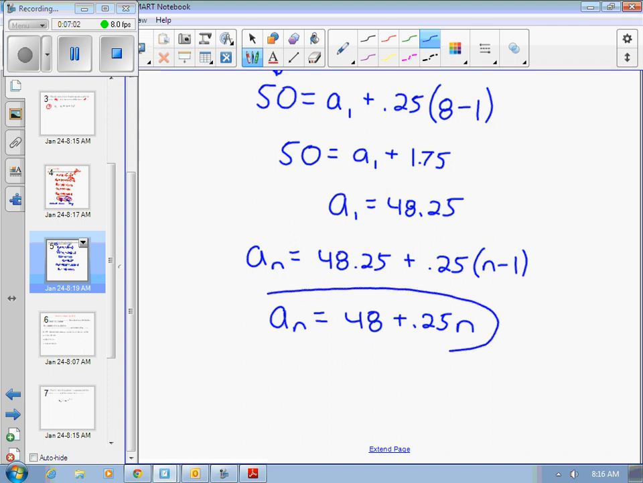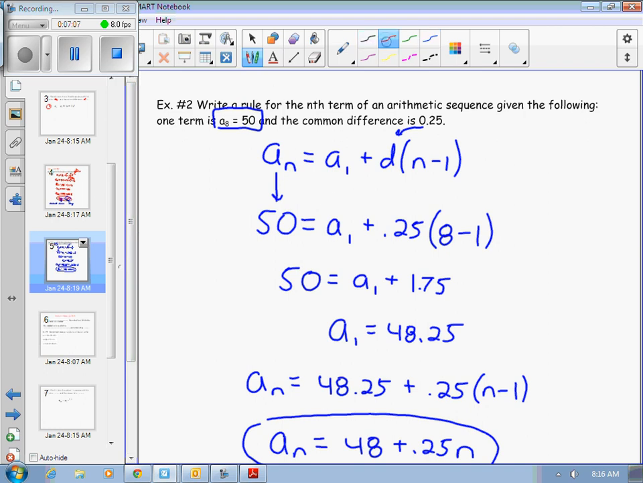So this all starts with the formula. I can't emphasize enough that anytime you're doing one of these questions, you start with this formula, fill in what you know, and then do a little bit of basic algebra to back solve those things.